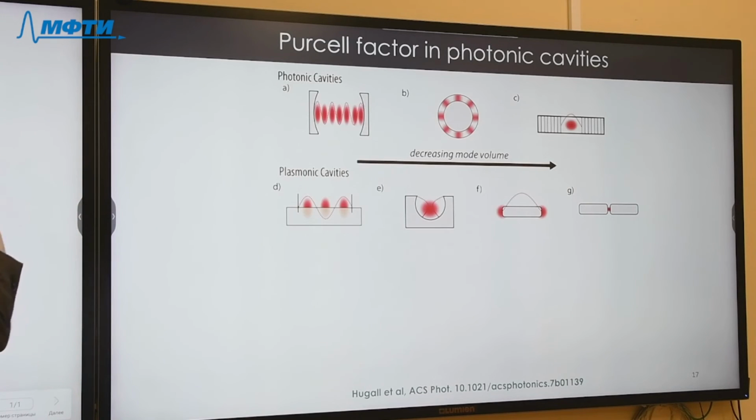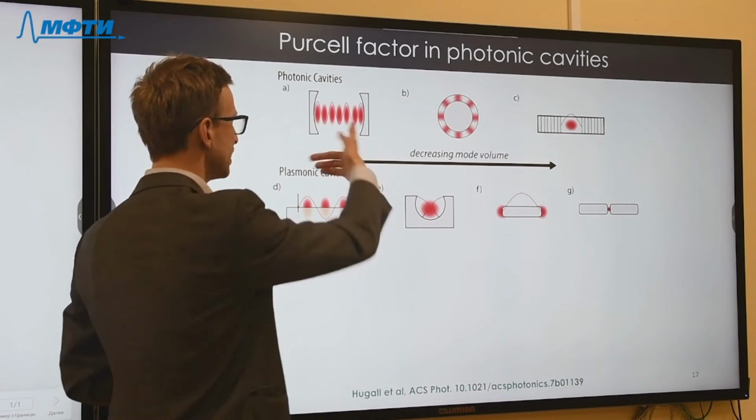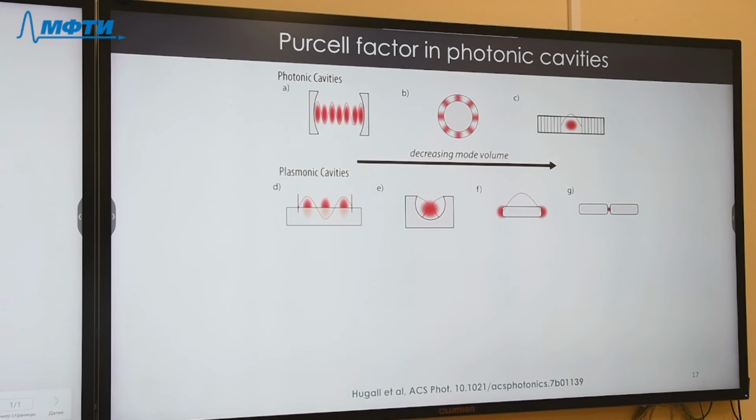And here I tried to illustrate by pictures from this nice paper how exactly this process happens, how a change in local density of states in a resonator affects spontaneous emission. And this case just illustrates various cavities, various high-Q nanocavities that can be used in order to modify the spontaneous emission rate and emission intensity of dipole sources.